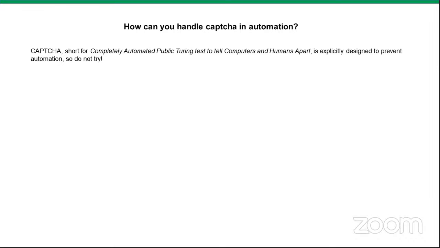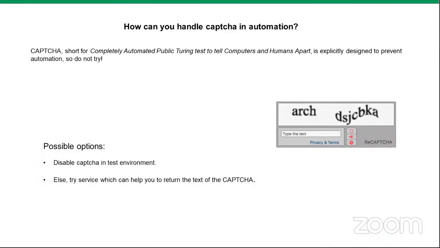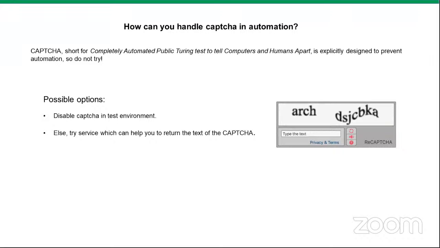But if you are getting a question like this, how to handle CAPTCHA in automation? So what should be the answer? So basically, there are two options in order to handle CAPTCHA. So the first option, the recommended option, is to disable CAPTCHA in test environment so that you can complete the testing. And at a later point, if you want, you can enable it.